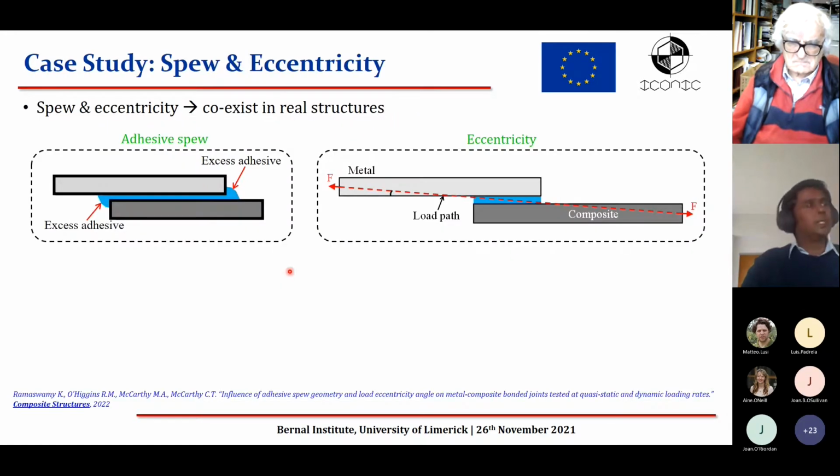Now, slightly deviating from the novel joining technology, I'd like to present a case study where we had very interesting results. What is an adhesive spew? It is just the excess adhesive that is squeezed out of a joint when we manufacture a joint. And what is the load eccentricity? It is defined as the eccentricity between the applied force and the reaction force. This is particularly a problem when we are looking at the single lap joint configuration, which is the most researched joining configuration for use in industry.